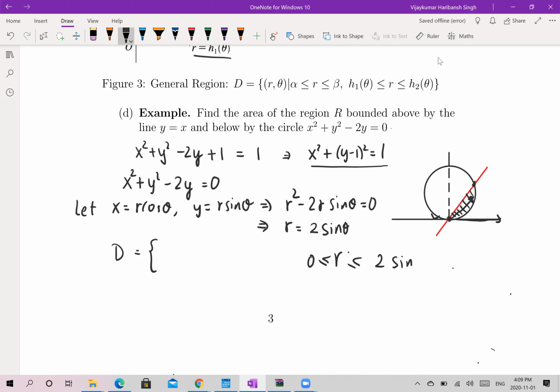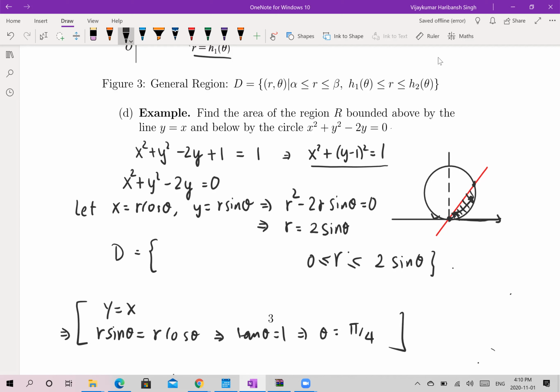2 sin theta. However, what about theta? What is this angle here? The line y equals x has an angle of 45 degrees, or pi by 4. Let's see what we get. r sin theta equals r cos theta gives me tan theta equals 1, which means theta equals pi by 4. So we are looking at (r, theta), where theta is between 0 and pi by 4. So this angle here is pi by 4.